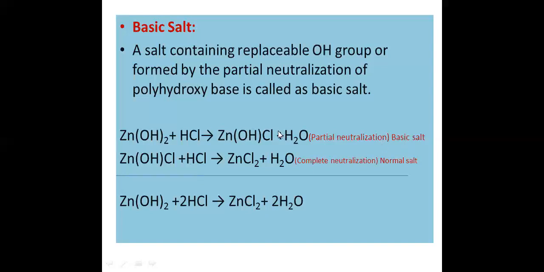And if the basic salt is the reactant in the second step and we use a second molecule of hydrochloric acid, all the hydroxyl ions are replaced by the chloride ion. Zinc chloride is formed, complete neutralization, and the salt is called normal salt because there is no replaceable hydroxyl group in it. By adding these two reactions and cancelling out the same terms, zinc hydroxide plus two HCl molecules will give us normal salt and two molecules of water.